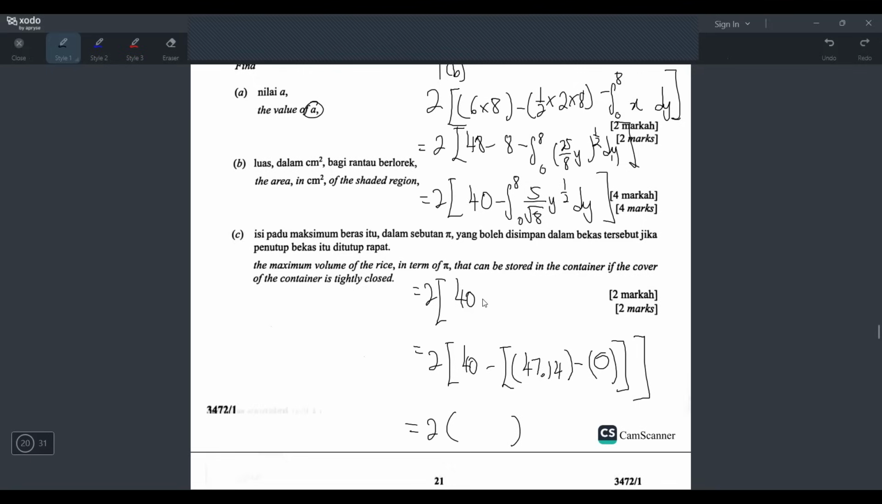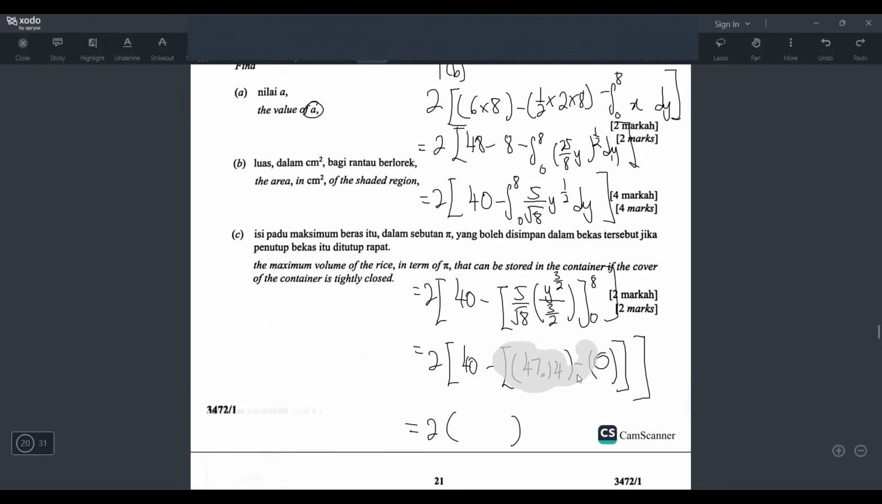Now only we integrate. Now only we integrate, so 40 minus, okay, now we integrate becomes what? 5 over square root 8 bracket y power 3 over 2 over 3 over 2, right? And then close bracket 8, 0, and then close another bracket. And then now we erase this, it will become 40 minus. Okay, how to solve this whole thing? I think I'll just use calculator straight away.